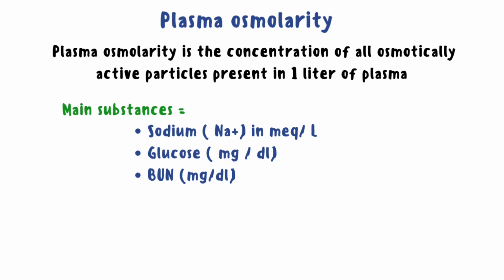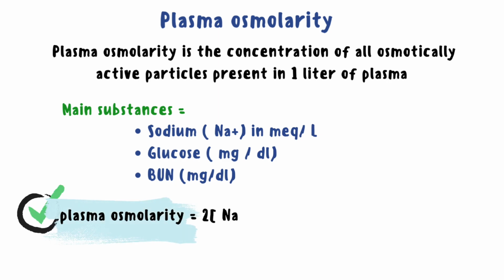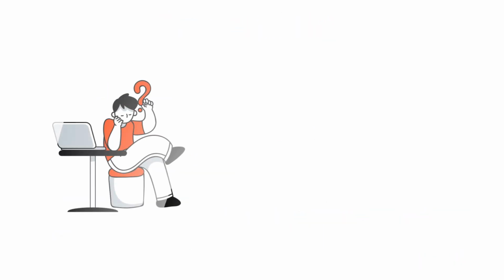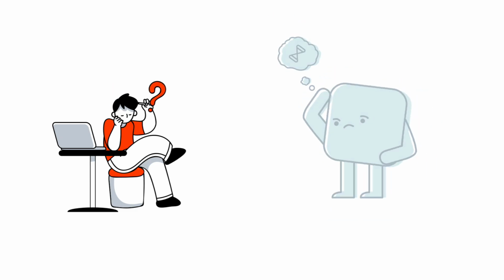The common formula to measure plasma osmolarity is: plasma osmolarity equals 2 times serum sodium value, plus blood glucose level divided by 18, plus blood urea nitrogen divided by 2.8. Now, you might be thinking why we need plasma osmolarity and all these calculations, but believe me, it will all make sense in our upcoming slides.